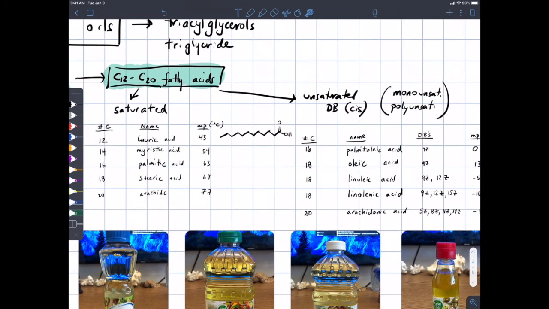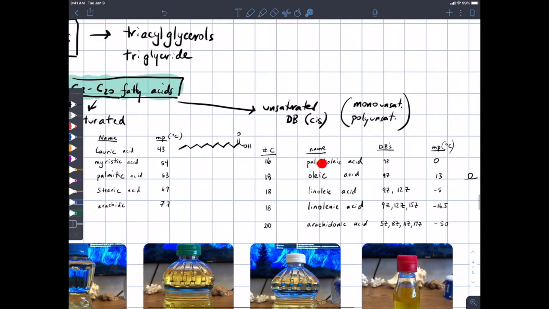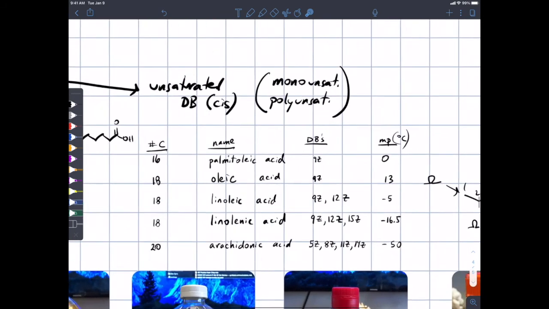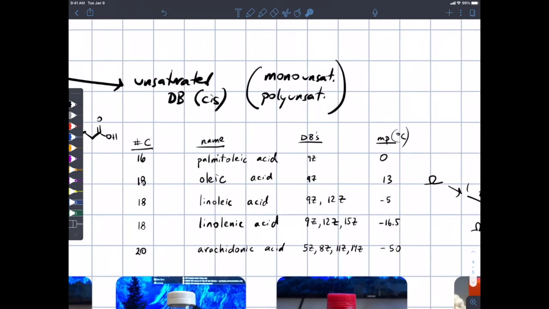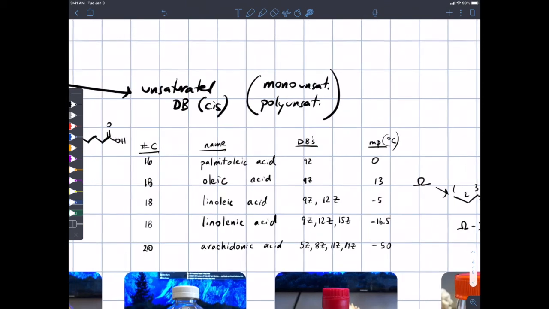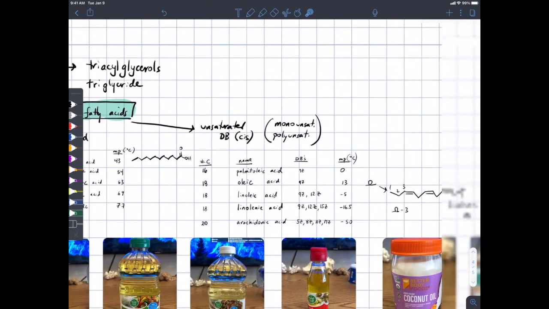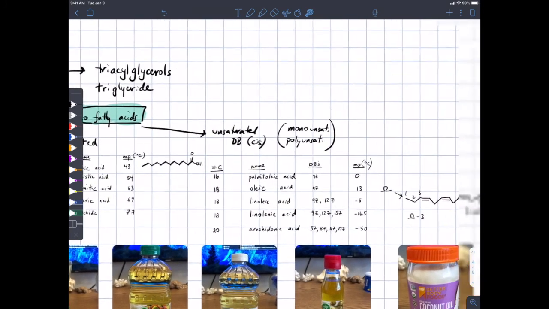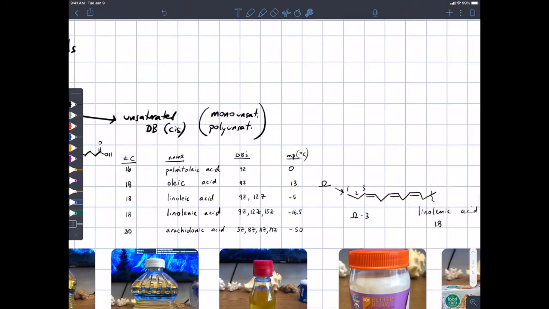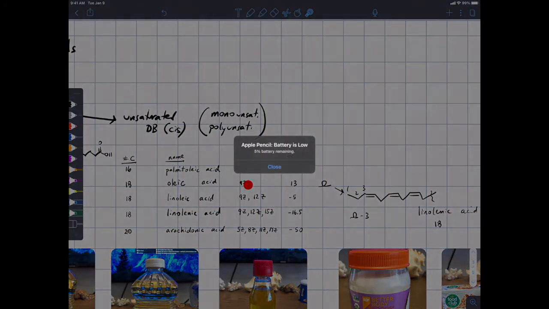Palmitic acid, the saturated 16-carbon chain, has a melting point of 63. Palmitoleic acid, the 16 carbon with a single double bond at carbon 9 and its Z, has a melting point of 0, right? Massive change in melting point by more than 60 degrees. Oleic acid is 18 carbons and also has the same double bond.